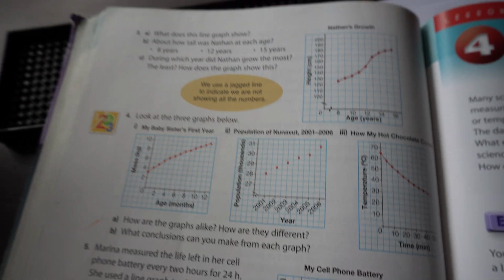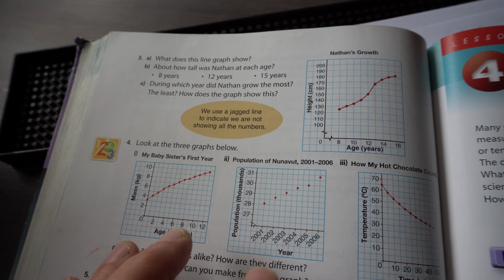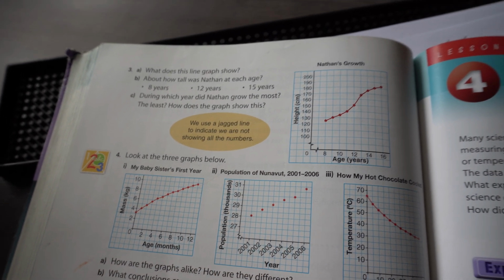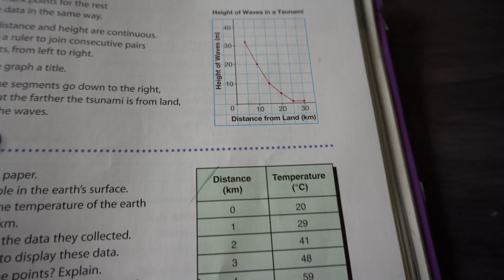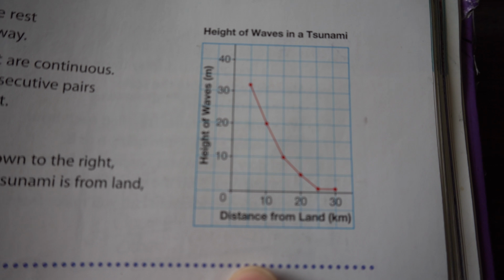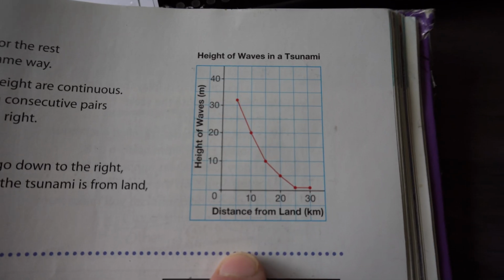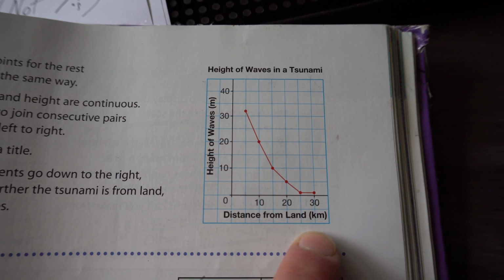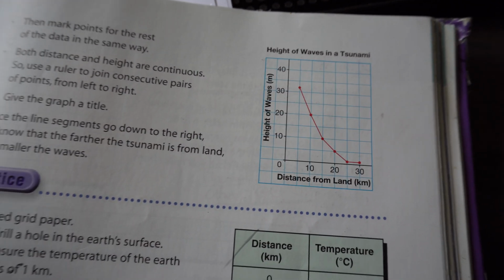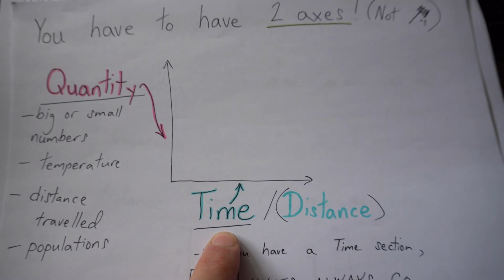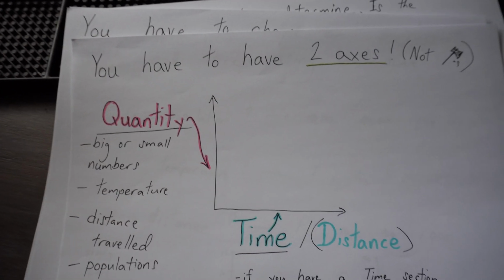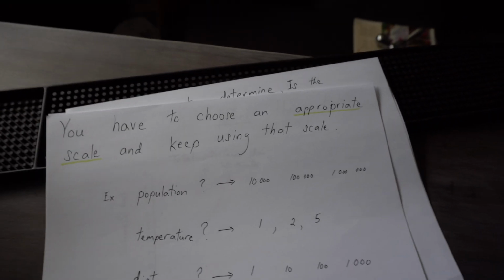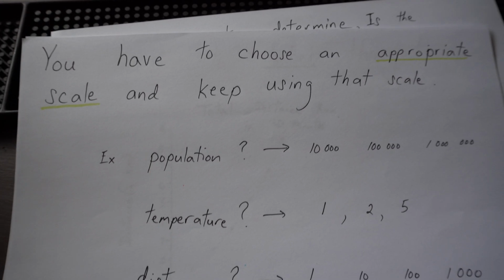So I can't say that enough. Try to keep your time on the horizontal axis, and then the other things will go on the vertical axis. The one exception I was talking about before is when there's no time. There's only distance and height, so that's when distance can go on the bottom. All right, so one more time. Time, horizontal, quantity, vertical.